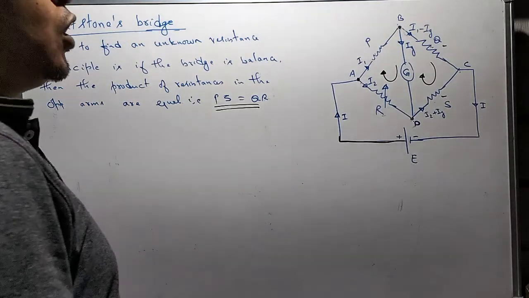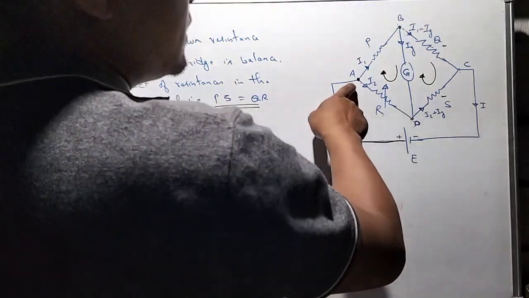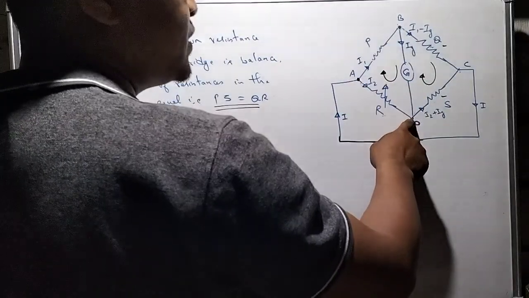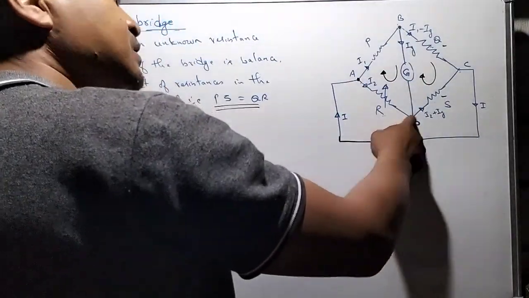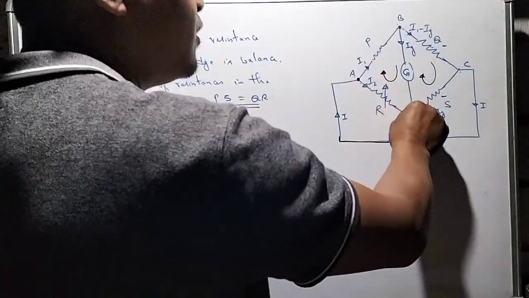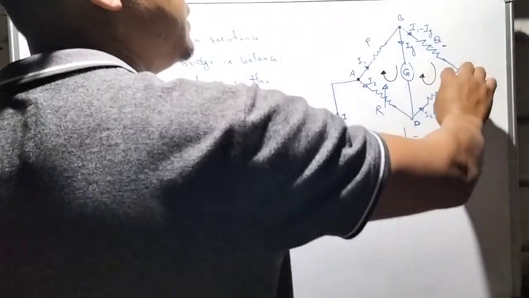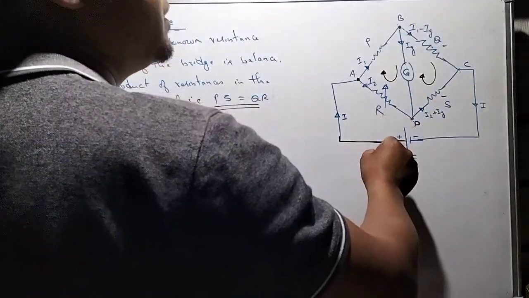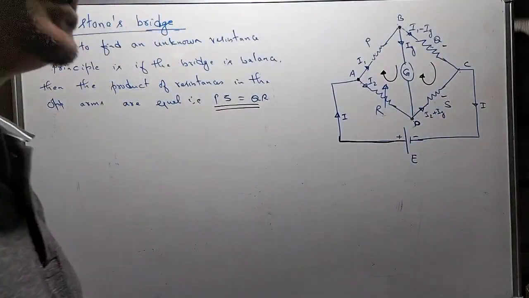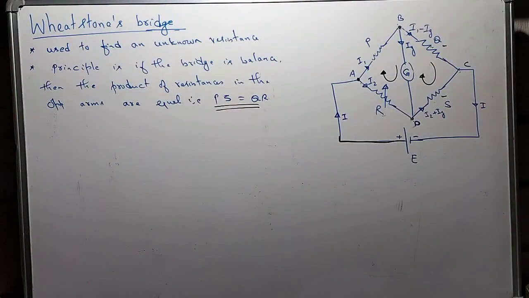Also, we have seen here that these two currents I2 and Ig are meeting at a point. But the current which is leaving this point should be the sum of the currents entering the point. That is, I2 plus Ig will be going through the resistance capital S. This is according to Kirchhoff's current law.